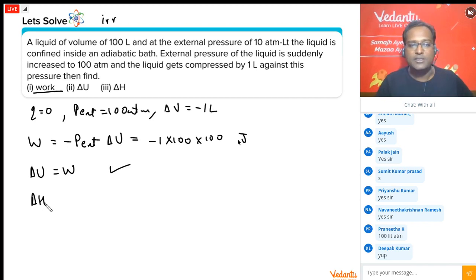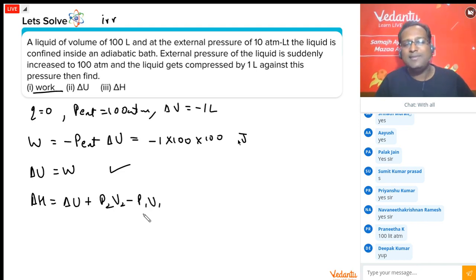Then delta H, because it is a liquid, I will have to expand it fully: P2 V2 minus P1 V1. Sir, even if it were a gas we would expand it, because it is not a reaction. Makes sense, agreed. The value of delta U is already calculated from work done, so I will plug that in here directly.